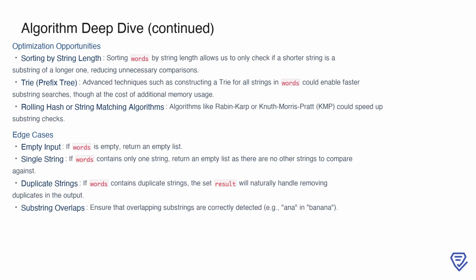It's also important to account for edge cases. For example, if the input array is empty, we should return an empty list. If there's only one string in words, there are no other strings to compare against, so the output is also an empty list. Duplicate strings in the input are naturally handled by the set, which ensures that the output remains unique. Lastly, overlapping substrings, such as Anna and banana, should be correctly detected to ensure the solution is robust.